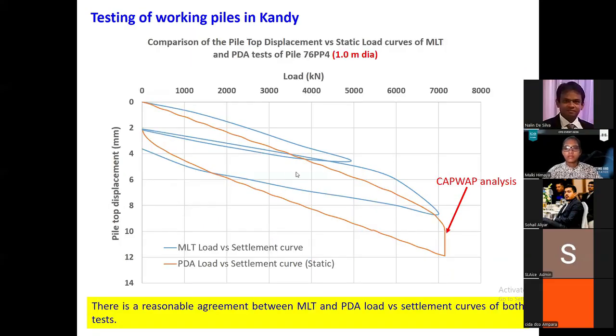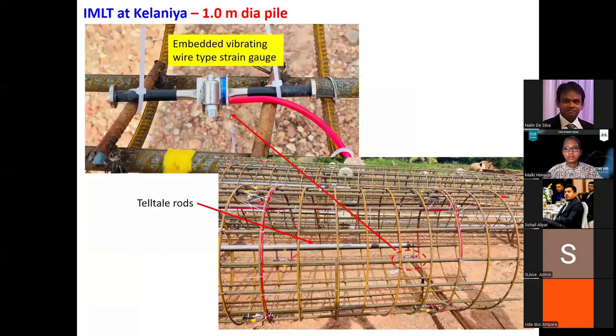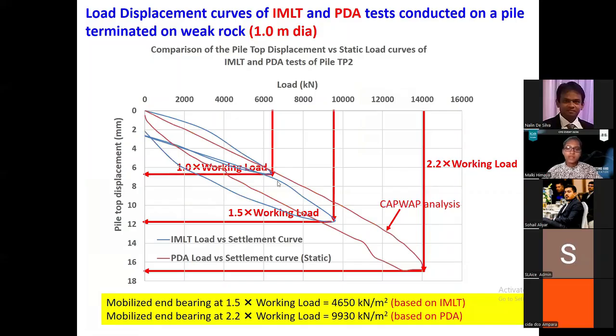This is another one, similarly some piles tested in the Kelani area. Again, an instrumented pile load test, with this pile instrumented with these strain gauges. You can see the strain gauges here and the comparison. The blue line is the instrumented pile load test curve. The brown line is the PDA curve. With the PDA we actually loaded the pile more than in the instrumented pile load test, because it's just a matter of giving a heavy blow. But you can see they match reasonably well.